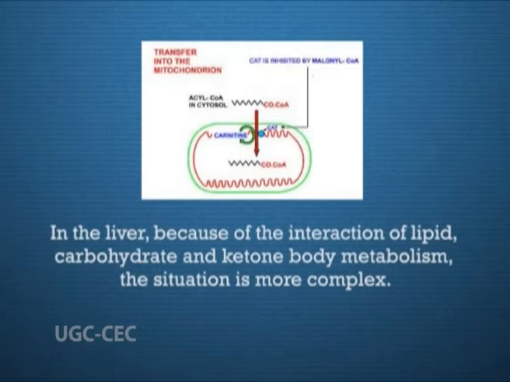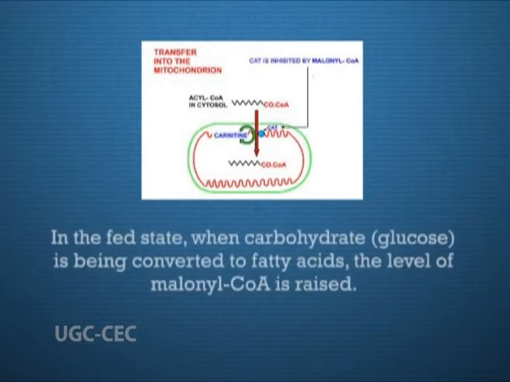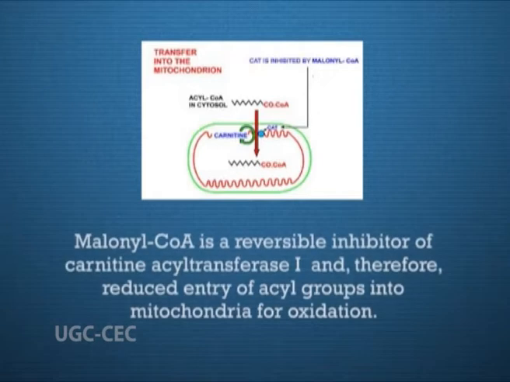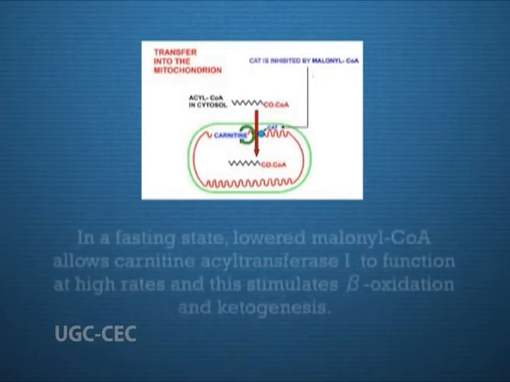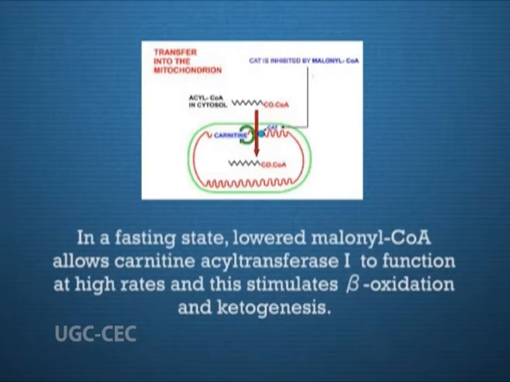In the liver, because of the interaction of lipid, carbohydrate, and ketone body metabolism, the situation is more complex. In the fed state, when carbohydrate, which is in the form of glucose, is being converted to fatty acids, the level of malonyl-CoA is raised. Malonyl-CoA is a reversible inhibitor of carnitine acyltransferase 1, and therefore reduces entry of acyl groups into the mitochondria for oxidation.